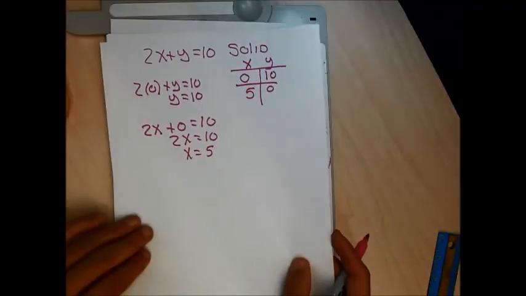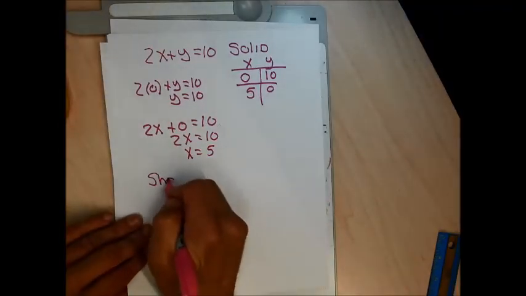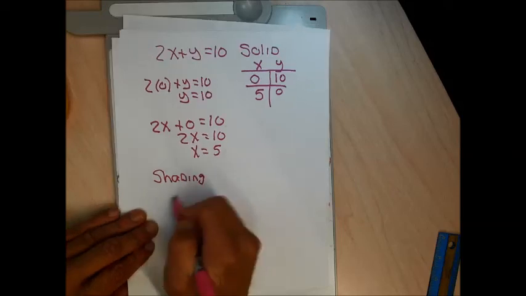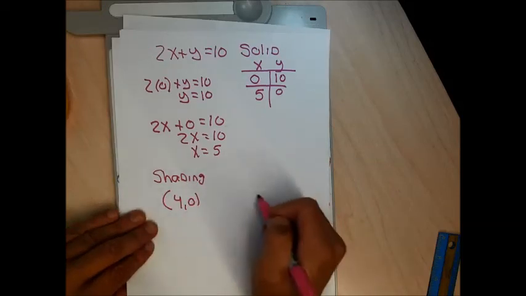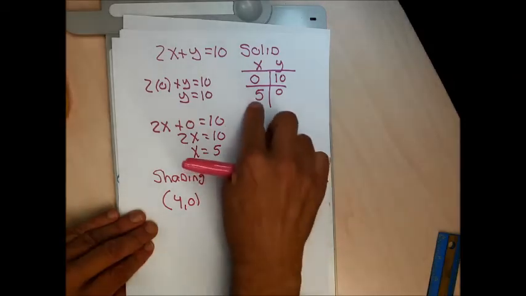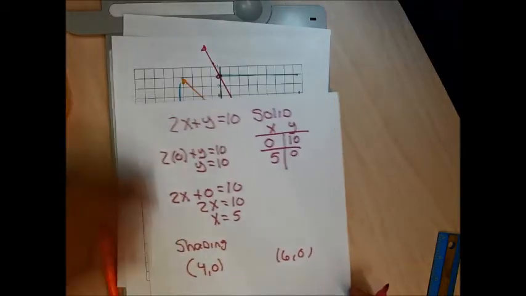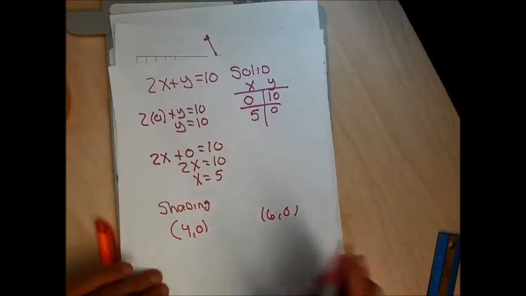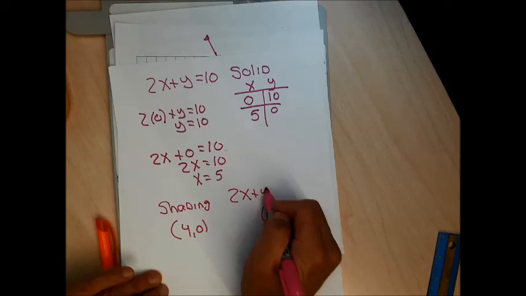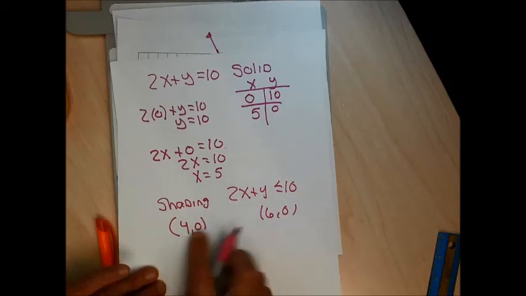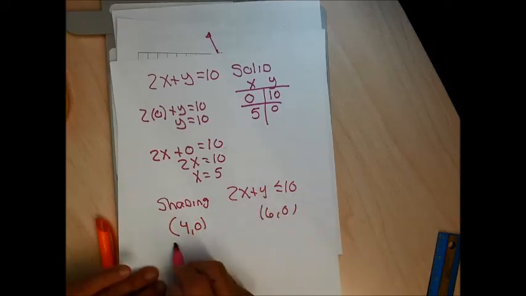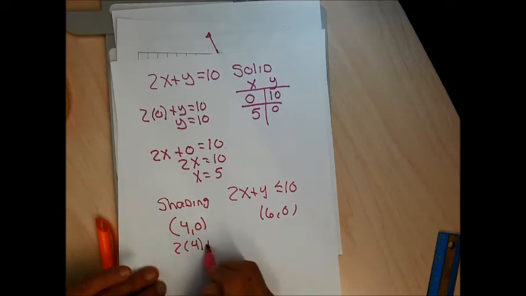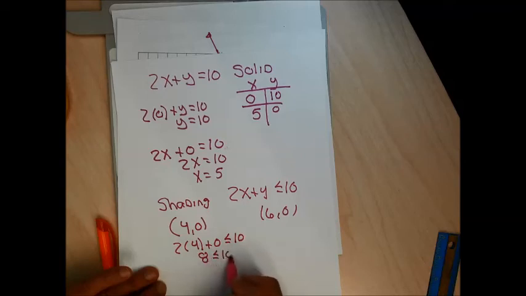So now for shading, I'm going to try (4, 0) and (6, 0). They're on opposite sides of (5, 0). And I'm testing them in 2x plus y is less than or equal to 10. So let me plug 4 in for x, 0 in for y, and get 2 times 4 plus 0 is less than or equal to 10. This gives me 8 is smaller than 10, which is true.